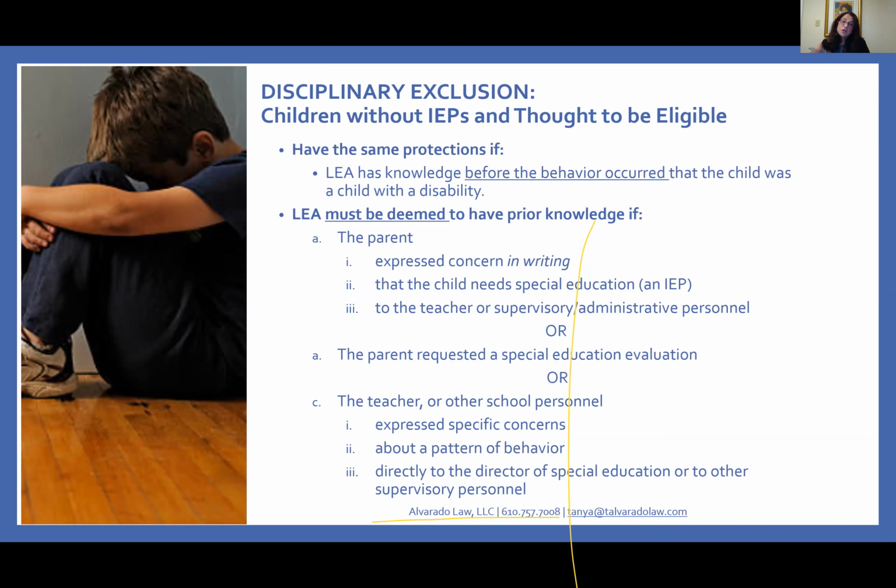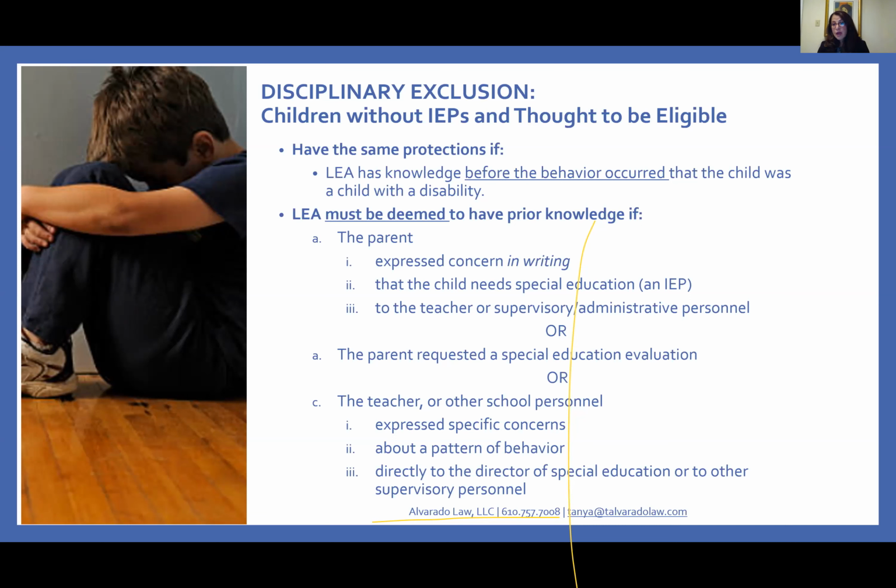Your child could still be protected by exactly the same protections as children with IEPs under certain circumstances. If the school district had prior knowledge that your child is a child with a disability, should have an IEP, or has these needs, and you think they should be protected under this statute, then you could get the same protections as if your child has an IEP.